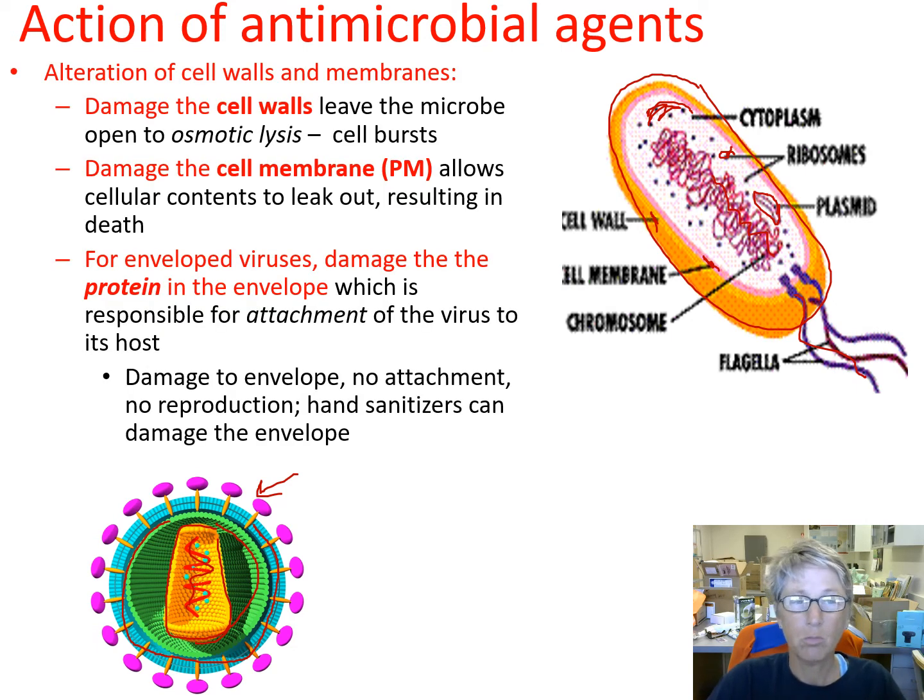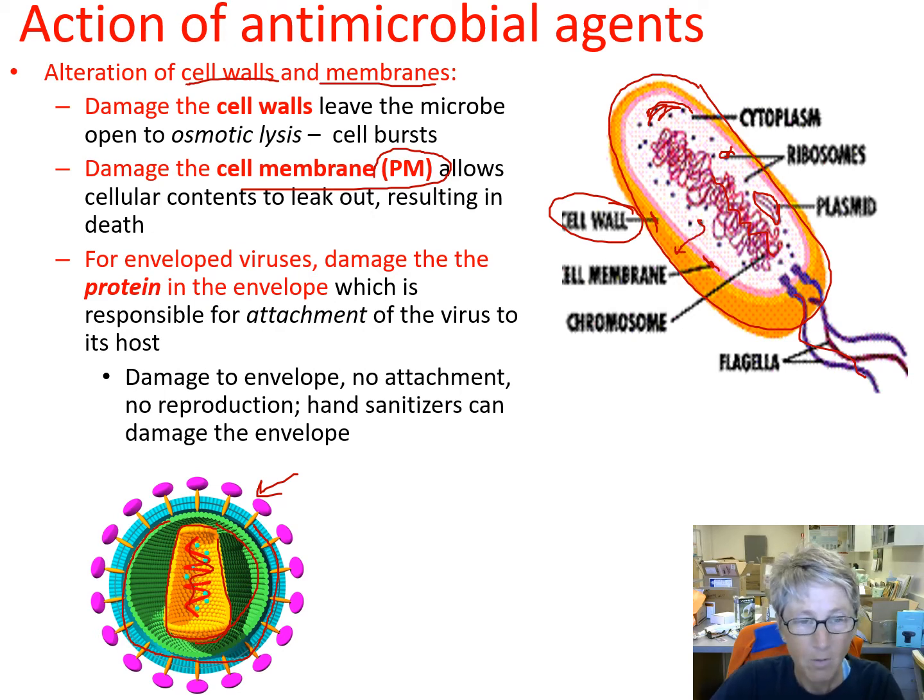So one way to kill a microbe, you could alter the cell wall or the phospholipid bilayer, aka the plasma membrane. So you could create an antimicrobial agent that would damage the cell wall. That means the microbe would be open to osmotic lysis, so it could lyse, it could burst. You could design an antimicrobial agent that damages the plasma membrane, the phospholipid bilayer, and then the cell contents would leak out, so the ribosomes, everything in the cytoplasm would leak out of the cell and it would die.